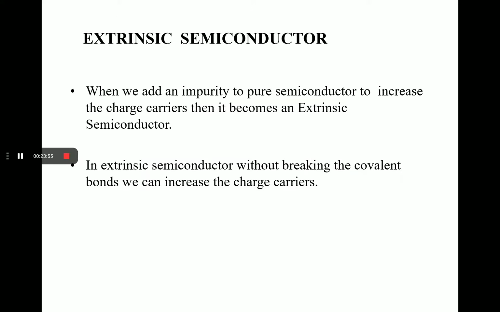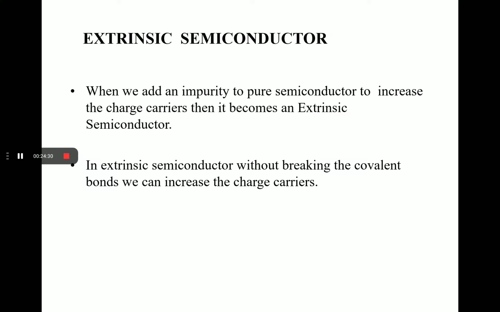Next one is extrinsic semiconductor. So practically all semiconductor devices are made up of semiconductor material in which certain specified types of impurities have been added. The process of deliberately adding impurities to a semiconductor material is called doping. So when we add an impurity to a pure semiconductor to increase the charge carriers, it becomes an extrinsic semiconductor.